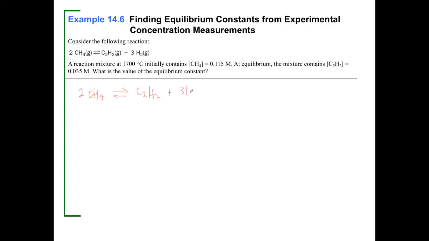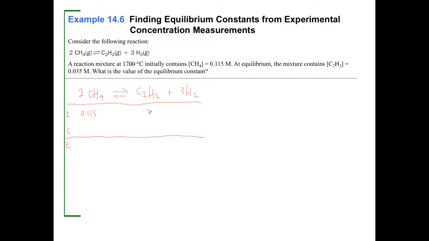Plus 3H2. I'm crowding this over here to the side so I have a little more room. Okay, so a reaction mixture initially contains this, okay? If it initially contains 0.115 at equilibrium, okay, so it has nothing in that except that.